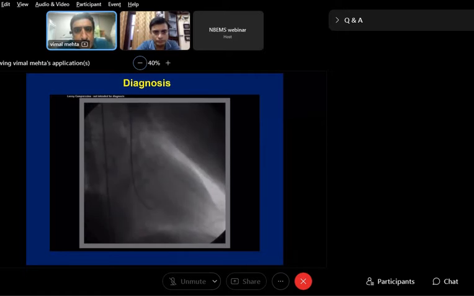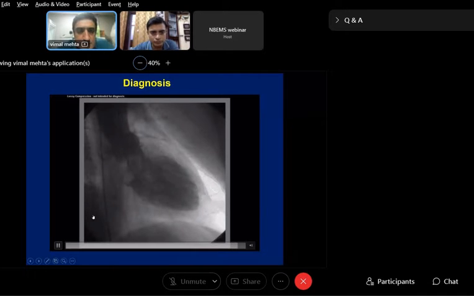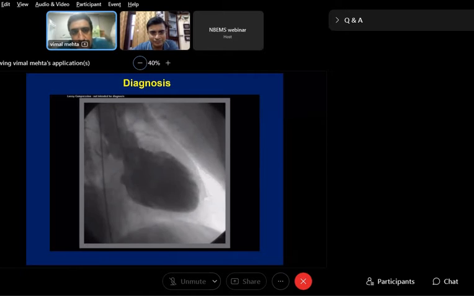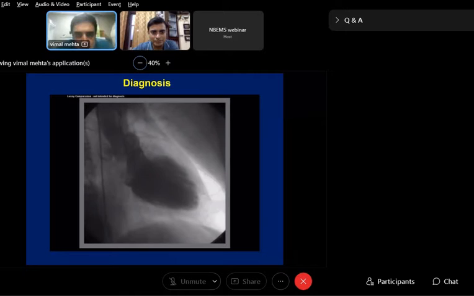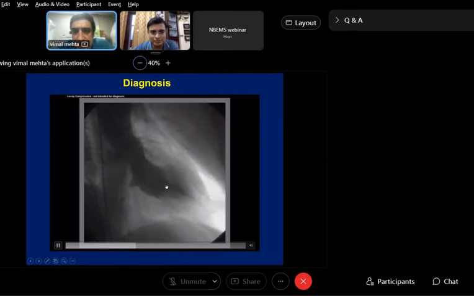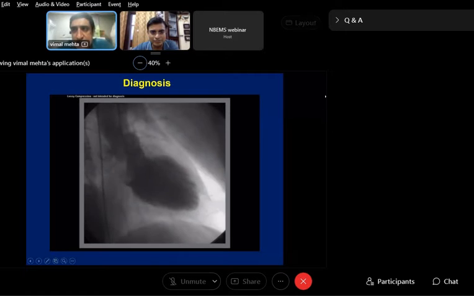Now tell me what it is. Little bit tricky. See everything. See the aorta, see the left ventricle, see everything. Apical HCM. Why do you say this is apical HCM?